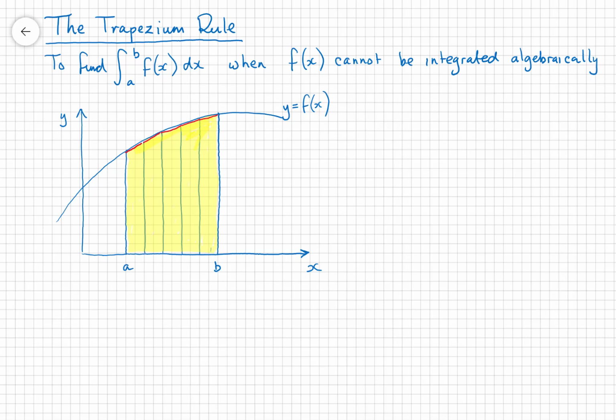We can add the y-coordinates of the sides of those trapeziums. Starting from the left, you would have y0, y1, y2, y3, y4 and y5. Because we have 5 strips, the width of each strip will be the upper limit minus the lower limit divided by the number of strips, in our case 5, and we call that h.